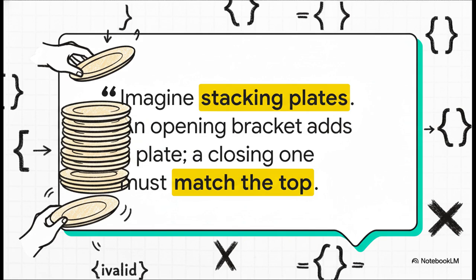Imagine you're stacking plates at a buffet. Every time you see an opening bracket, like a parenthesis or a curly brace, you add a new plate to the stack. When you see a closing bracket, you look at the very top plate. Does its shape match? If it does, great, you take it off. If it doesn't match, or if there are no plates left to check, you know the whole sequence is invalid.